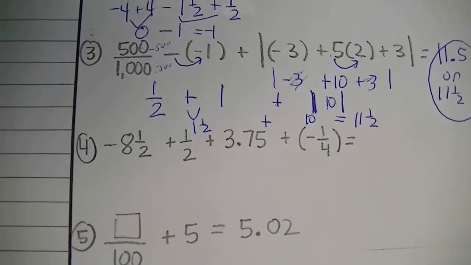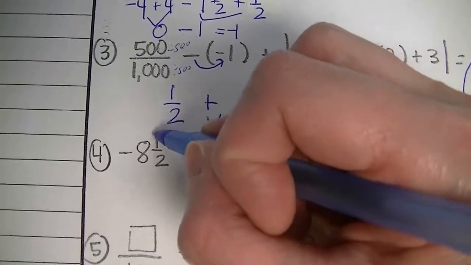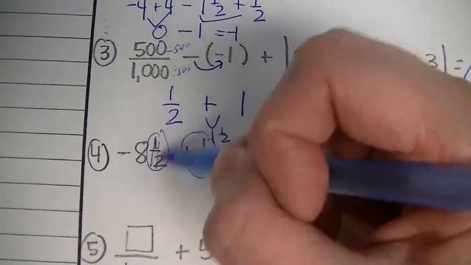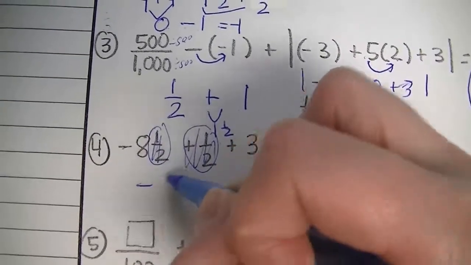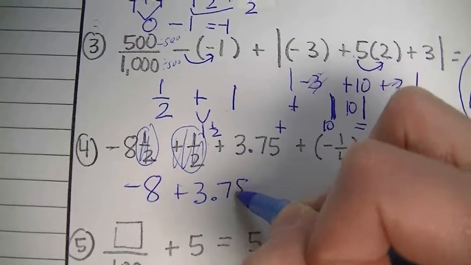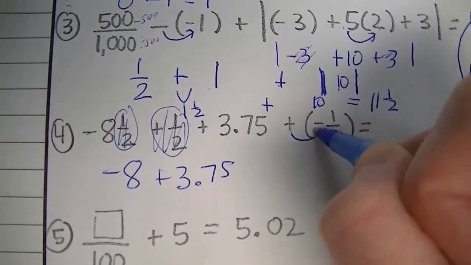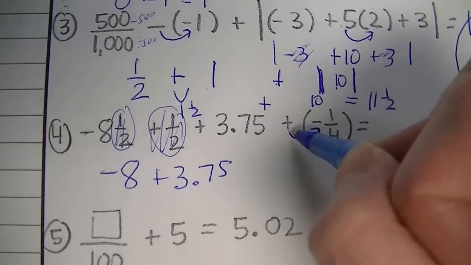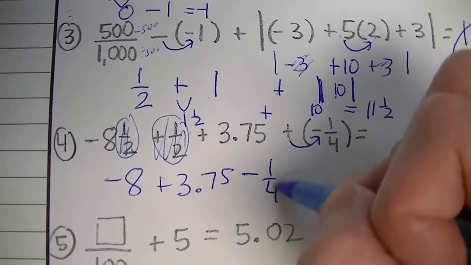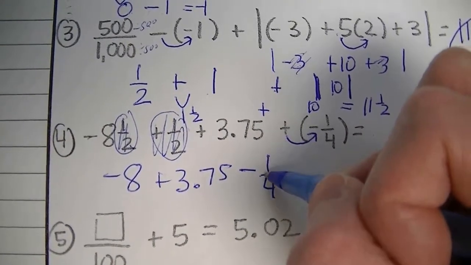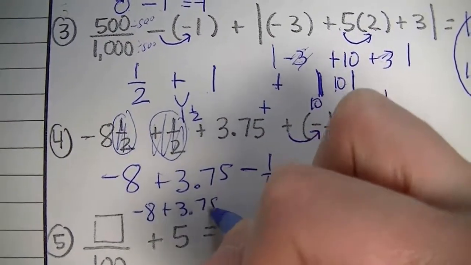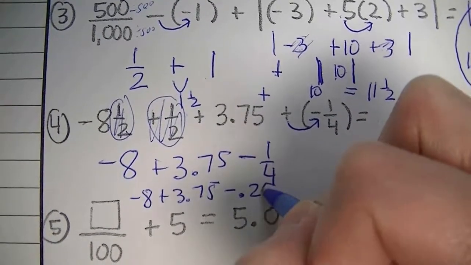Number 4. Oh, look what I see right here. I see this negative 1/2 because it's attached to this negative, plus 1/2. Those are additive inverses, so those are gone. So I have negative 8 left, and then bring down my plus 3 and 75/100ths. Oh, look, parentheses, positive times a negative 1/4, positive times a negative is a negative, so negative 1/4, okay? This is a decimal, so I'm going to go ahead and make this into a decimal also. 1 divided by 4 is 0.25. So it's really negative 8 plus 3.75 minus 0.25.